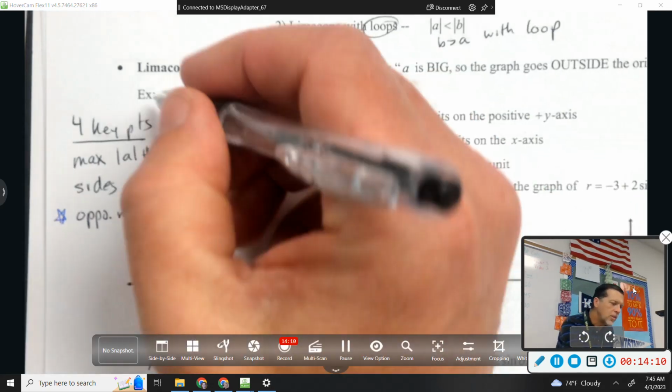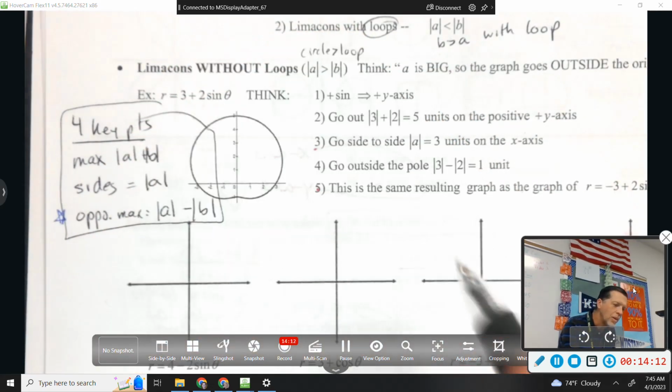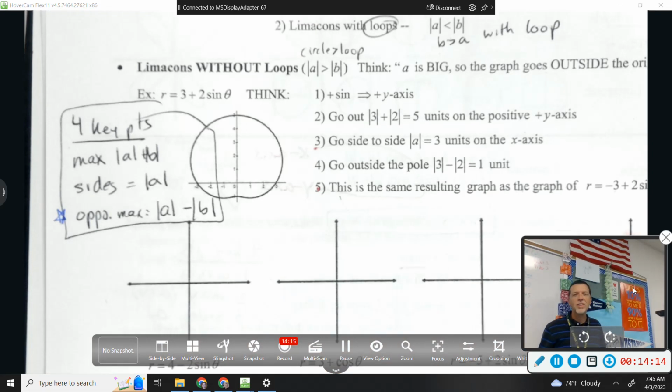So this is my summary of all of this. I think this makes more sense. It also matches the cardioids if you do it this way. So add the two numbers together, you get the max. Take A, that gets you the sides, and subtract the number to get the other side.